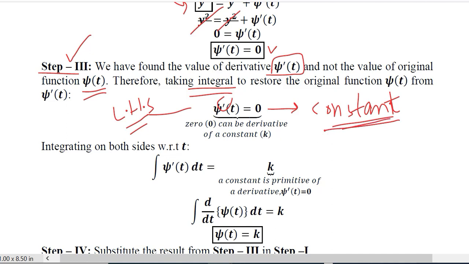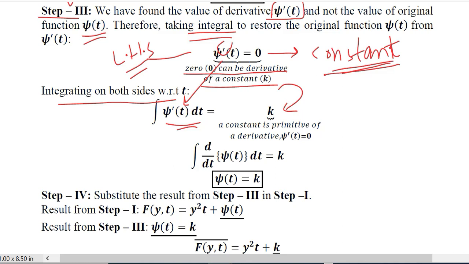So, 0 can be the derivative of a constant. So, we write constant when we take the integral on both sides. Integral is written, this term is written as it is, and we write k here because k is the substitute of a constant whenever we are to integrate.